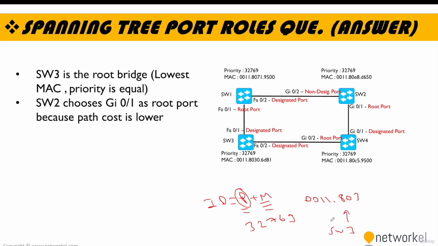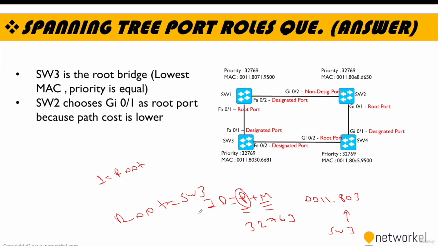So that means switch 3 has the lowest MAC address, and that means it will also become the root bridge for this environment. So our root is switch 3. When it comes to the port roles, first of all, you need to know one thing. Each switch, other than the root switch, must have one root port. One root port should be for each and every switch except the root bridge itself.